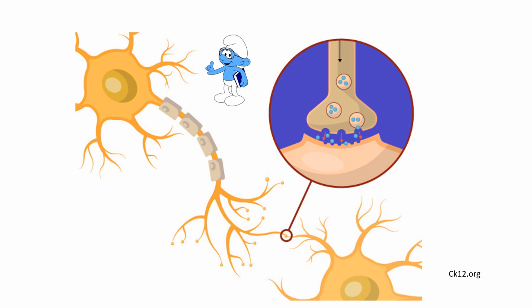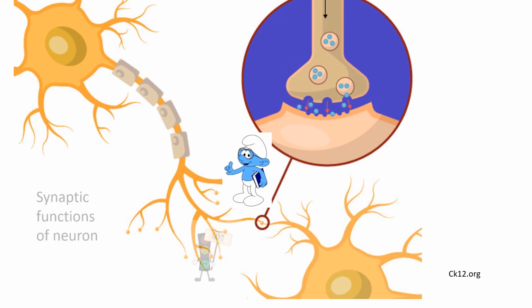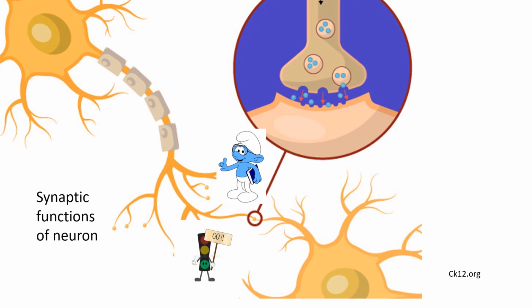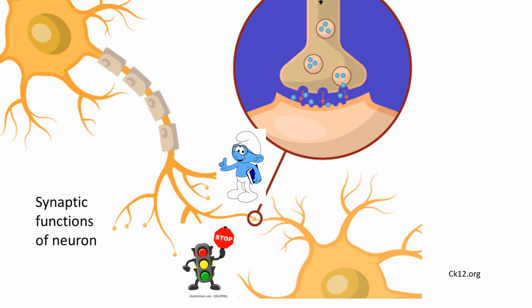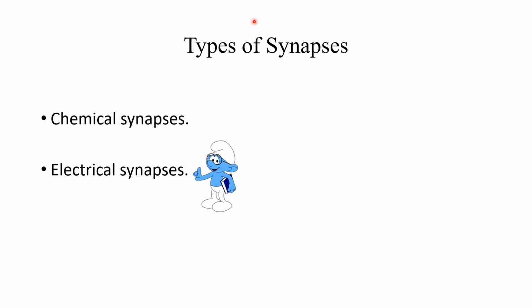So, dear Smurfs, here is a type of synapse between a neuron and another neuron. So it's an area of communication between two neurons. The signal may just pass from this neuron to the next neuron, just as simple as this, or it may be blocked, preventing transmission, or can be repeated several times for doing a certain function. So what are the types of synapses? Synapses can be classified into chemical synapses or electrical synapses.